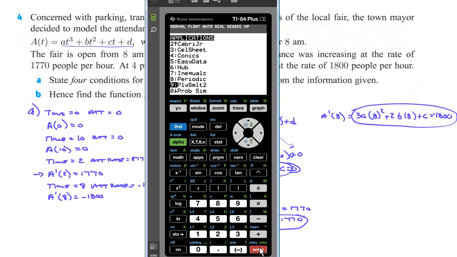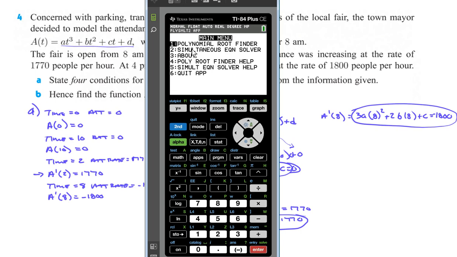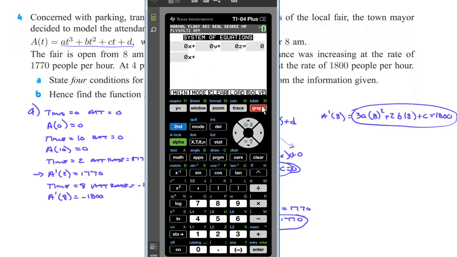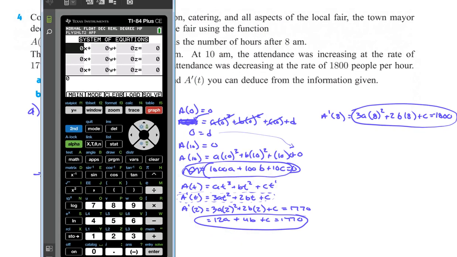So PolySmlt2, and we're going to use the simultaneous equation solver. We'll enter that in, and we now have 3 equations with 3 unknowns. Oops, I have to go over here to 3. Decimal, normal, float, all the rest, and we're in degrees, so everything else is good here. Now we push graph for the next, and now we're going to put in all of our lovely equations.